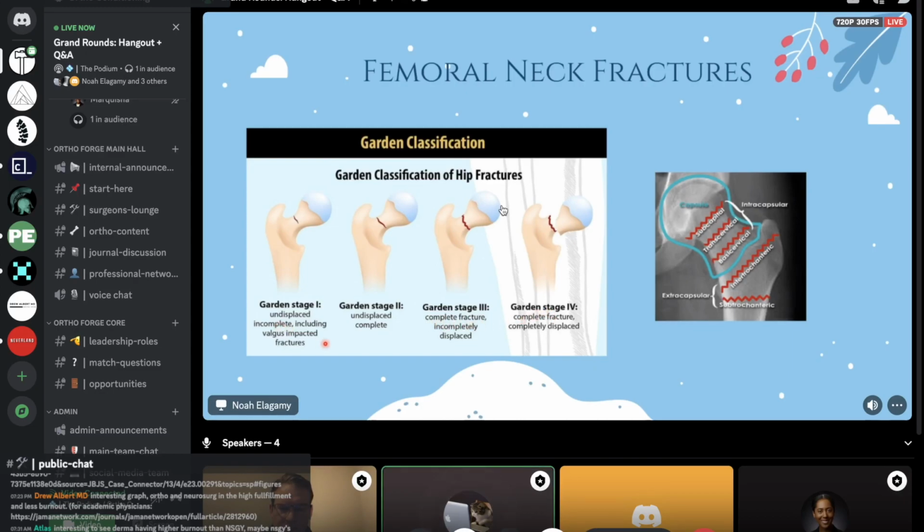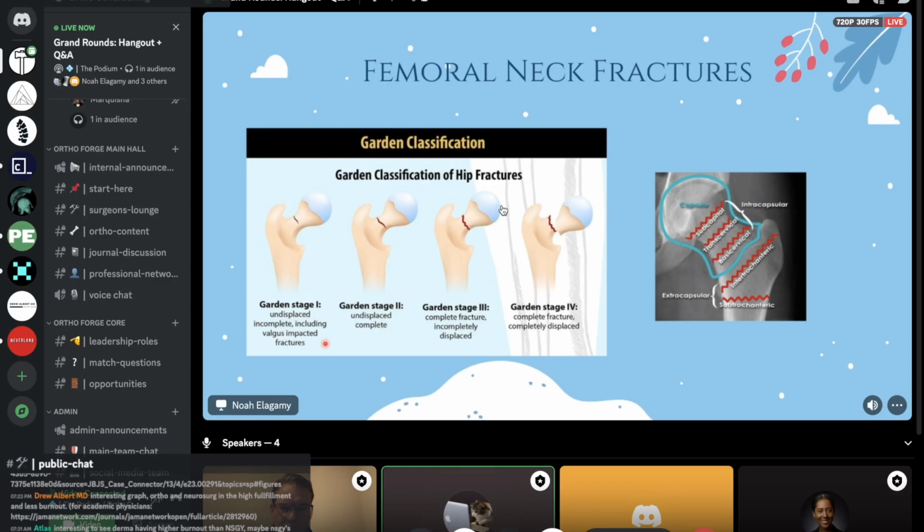So stage 1 is going to be a non-displaced fracture that's incomplete. And these fractures can be termed valgus impacted. I don't have an image of that up, but if you Google valgus impacted femoral neck fracture, it's very easy to appreciate. Garden stage 2 is going to be a non-displaced fracture, but this one is going to be a complete fracture when compared to stage 1.